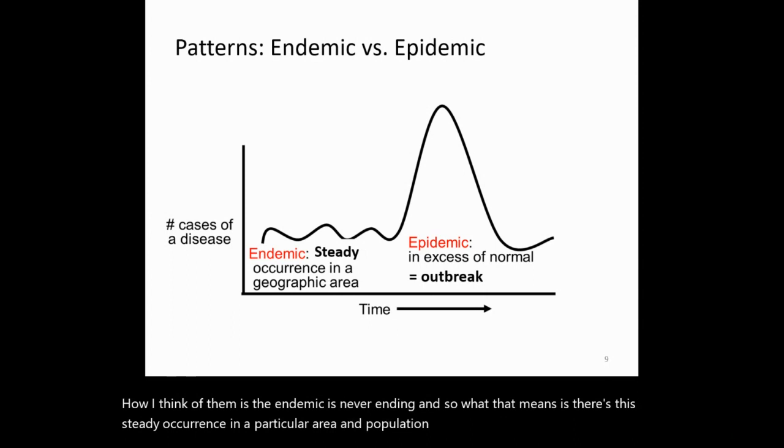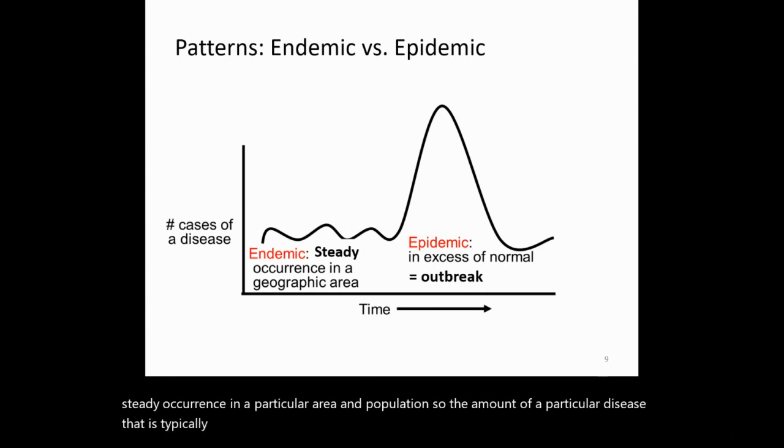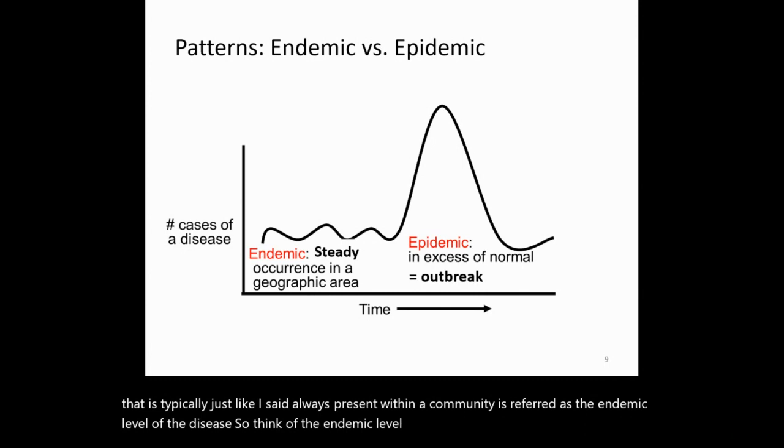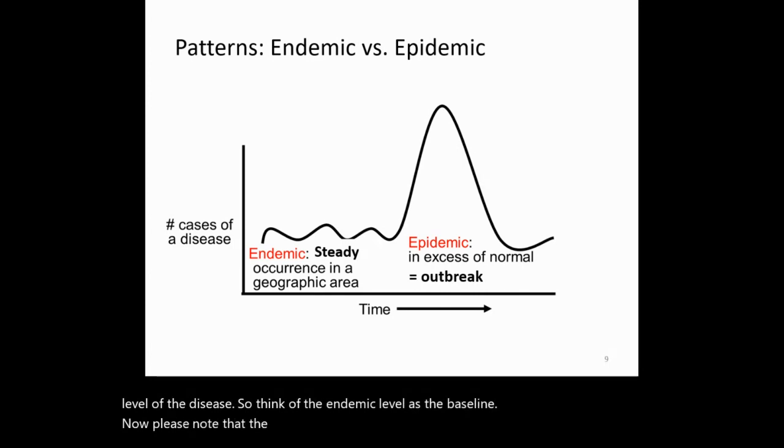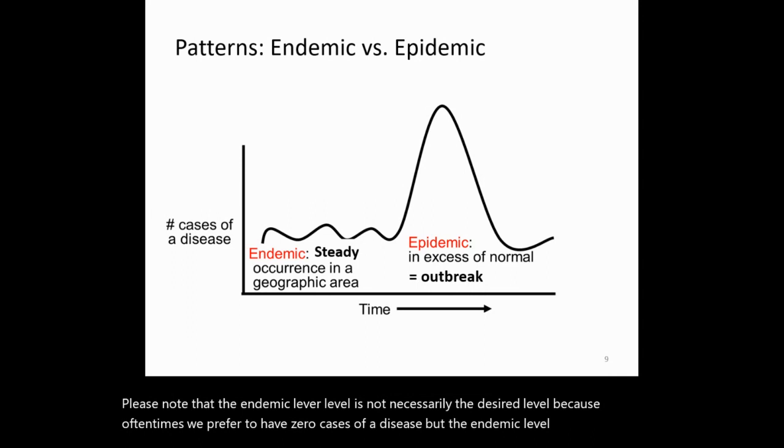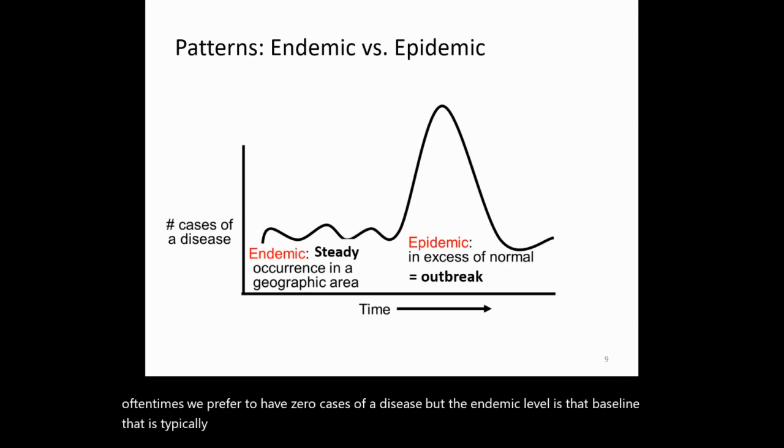So the amount of a particular disease that is typically, just like I said, always present within a community is referred to as the endemic level of the disease. So think of the endemic level as the baseline. Now please note that the endemic level is not necessarily the desired level, because oftentimes we prefer to have 0 cases of a disease. But the endemic level is that baseline that is typically observed.